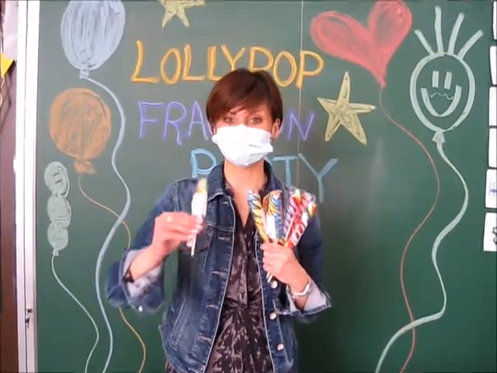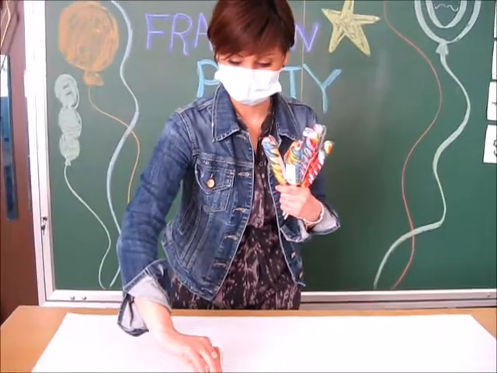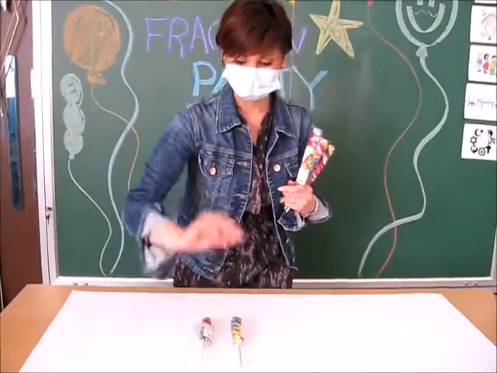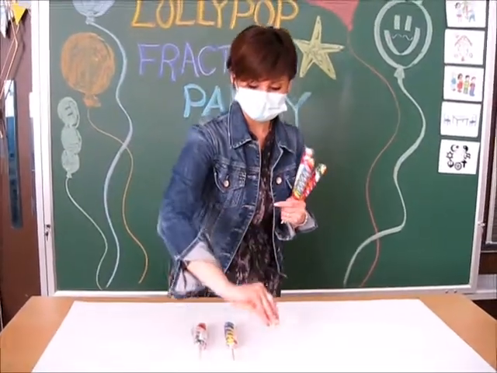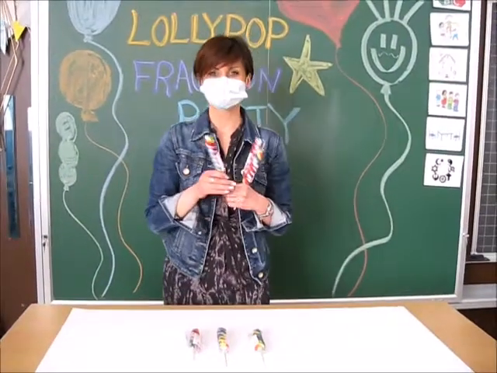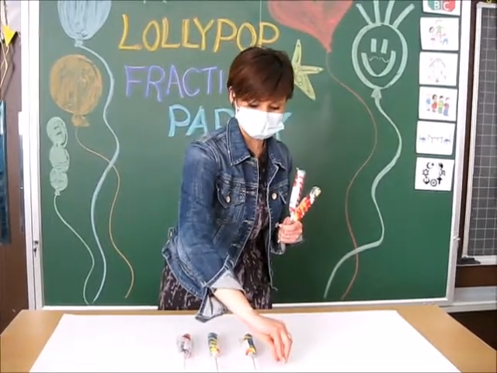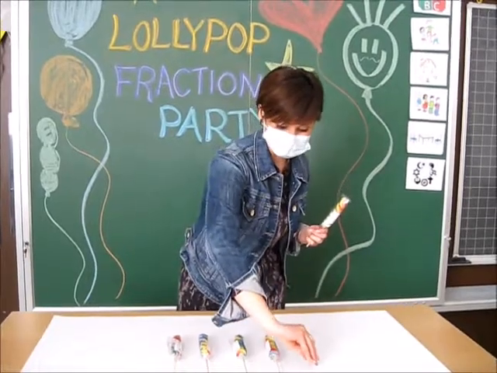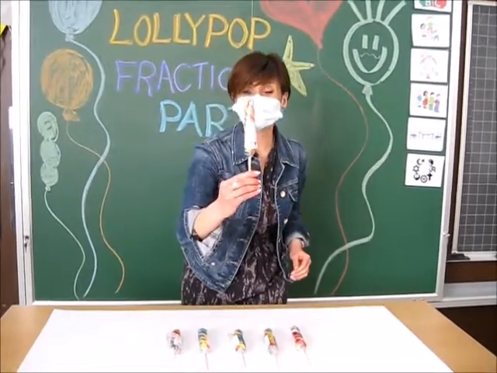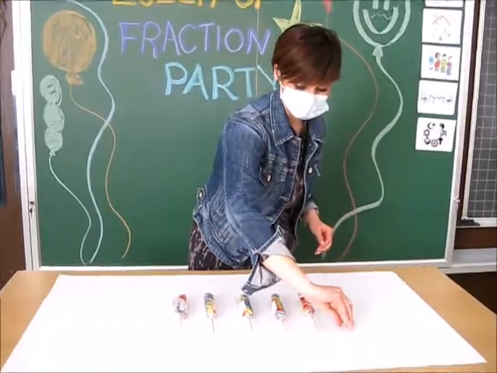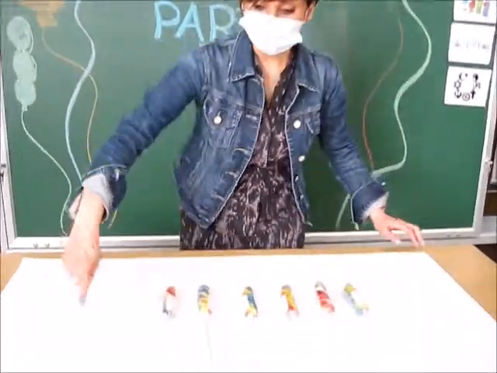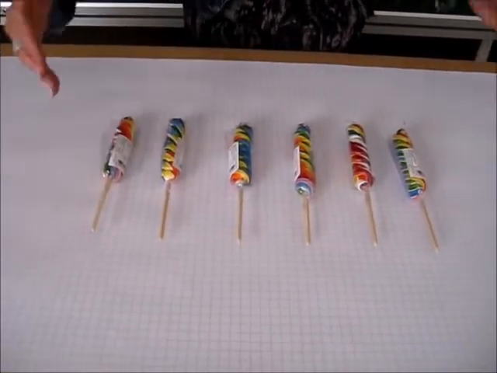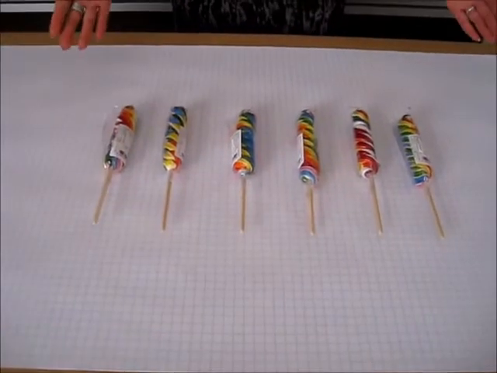Let's count them. One lollipop. Two lollipops. Three lollipops. Four lollipops. Five lollipops. Six lollipops. I have one whole group of six lollipops.